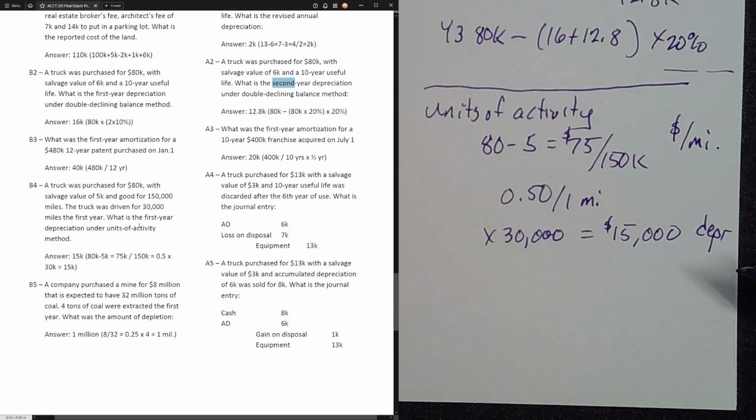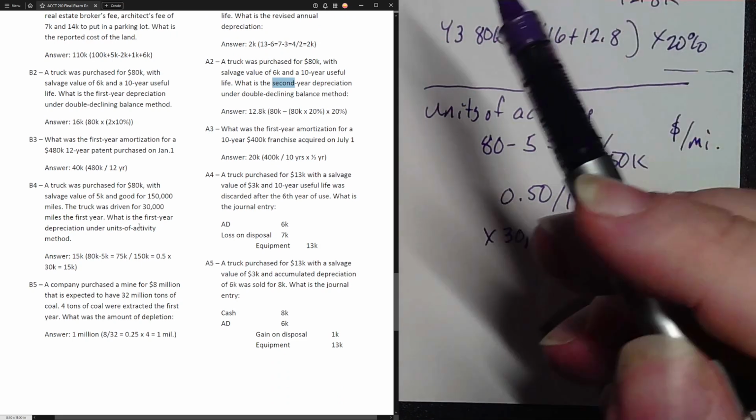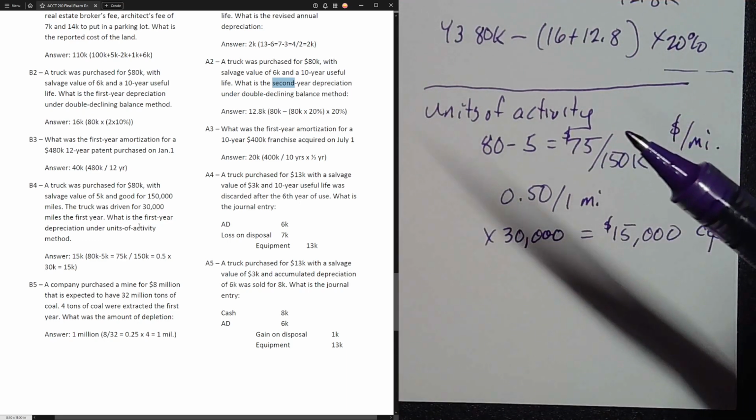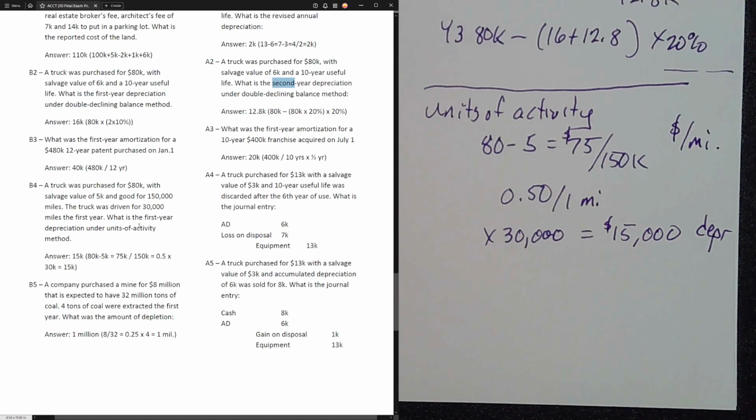B5. A company purchased a mine for $8 million that is expected to have 32 million tons of coal. So just as we were saying, I can't actually point to B3. B3 is an amortization question, and amortization is straight line. Well, B5 is a depletion question, right?